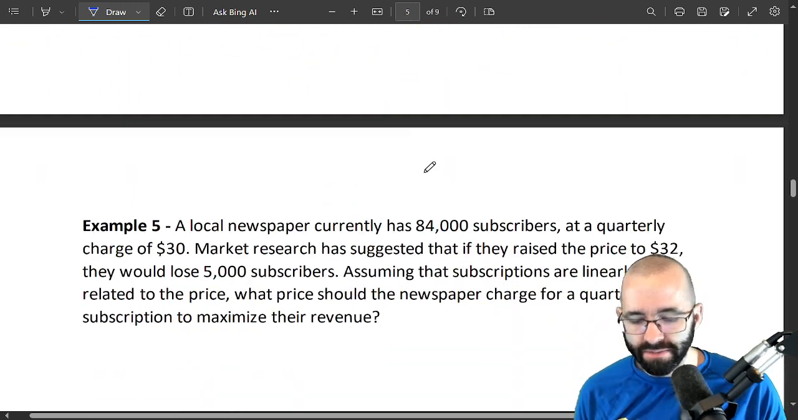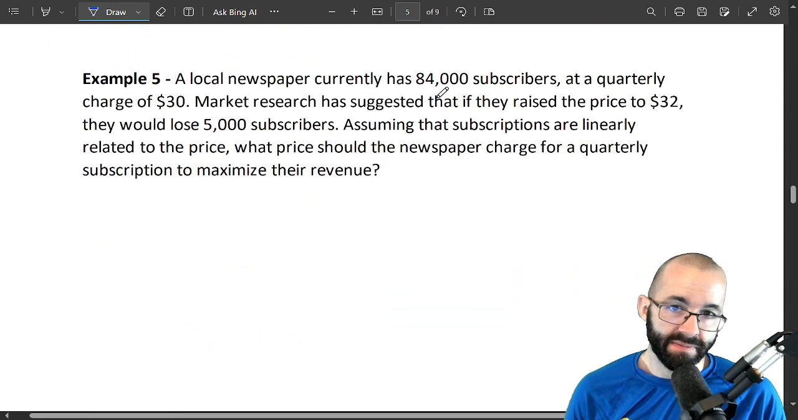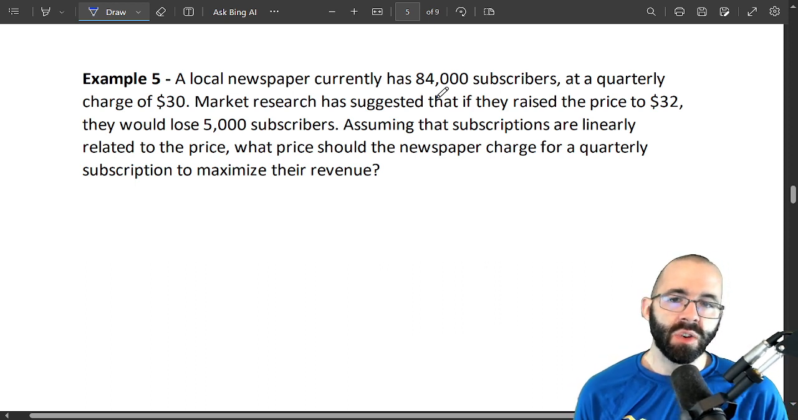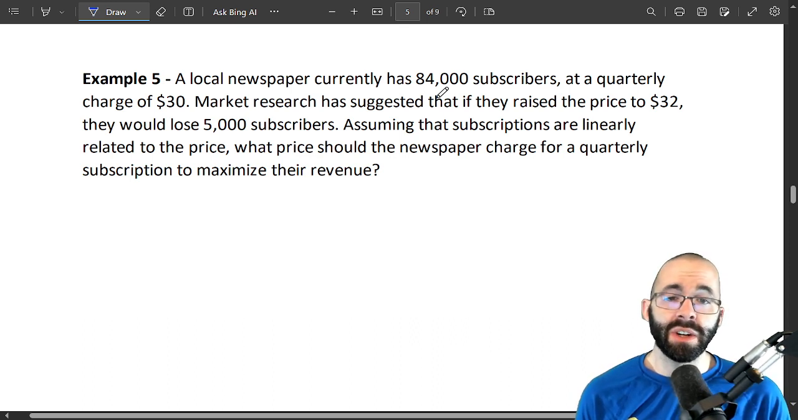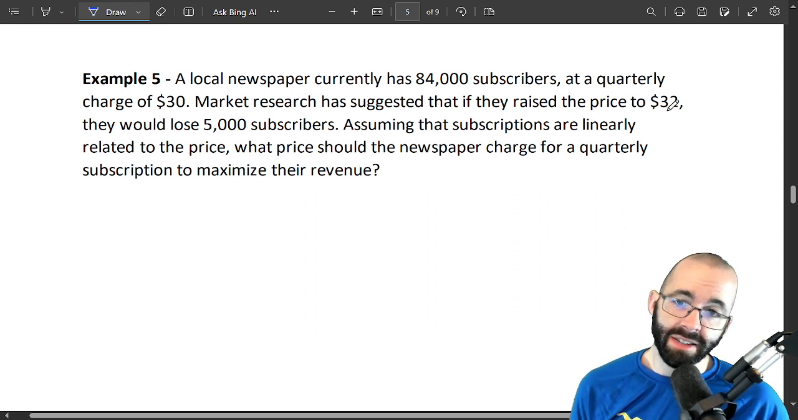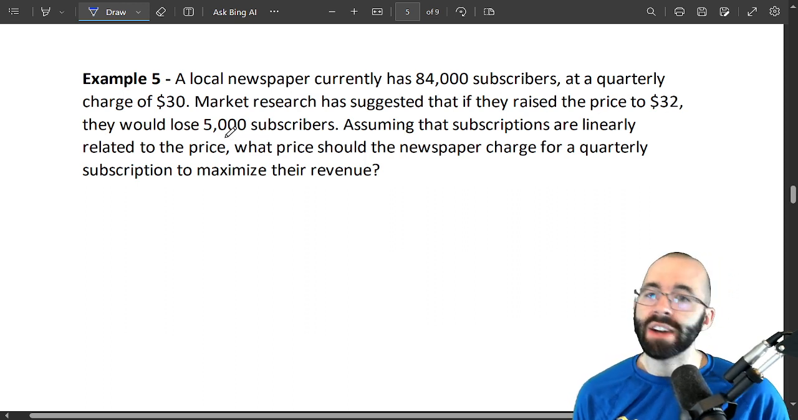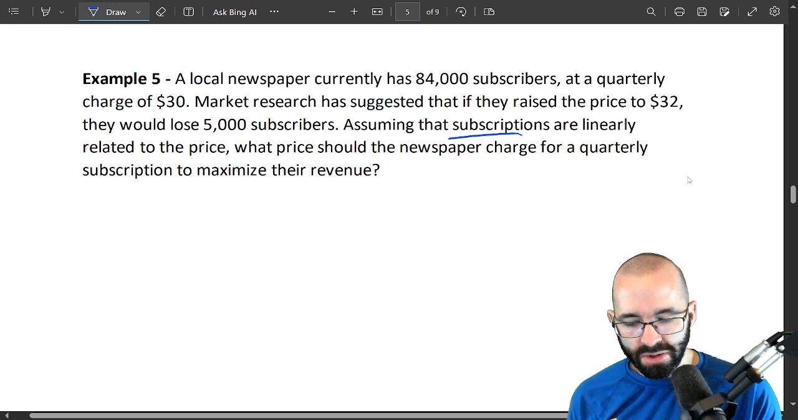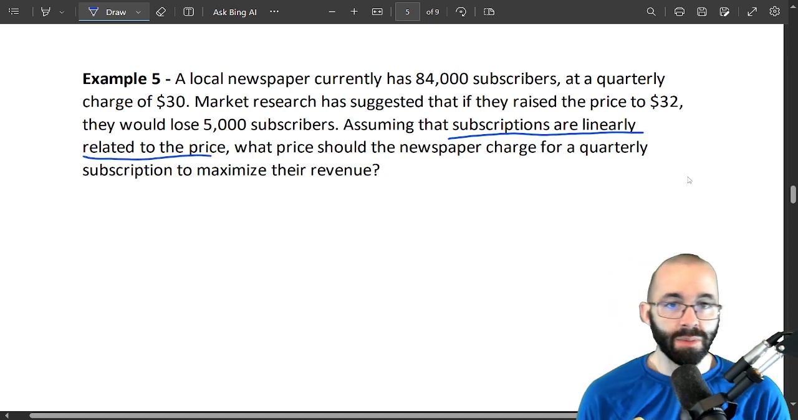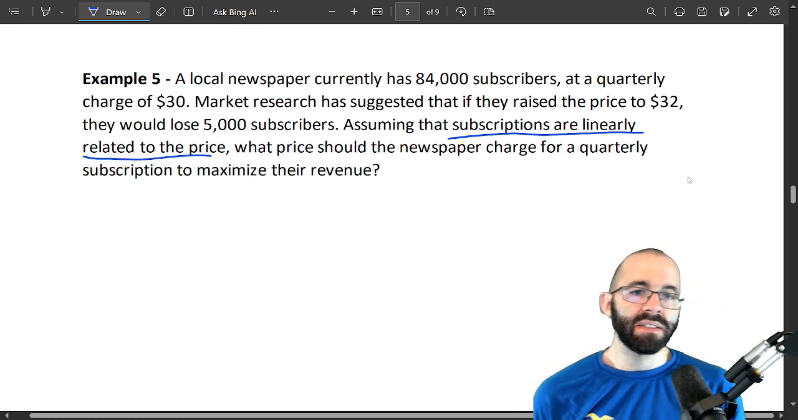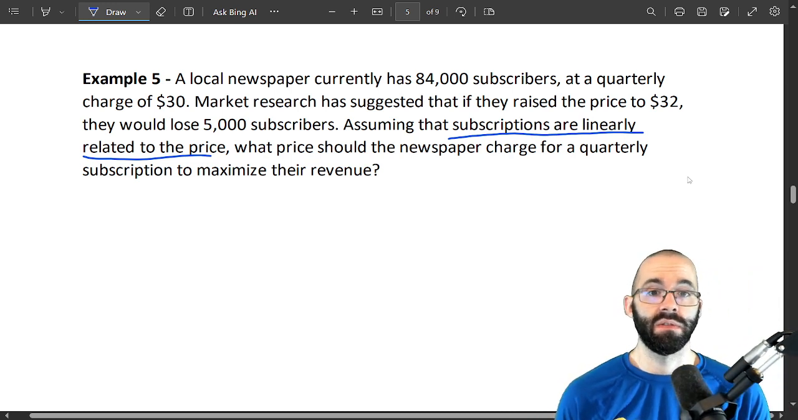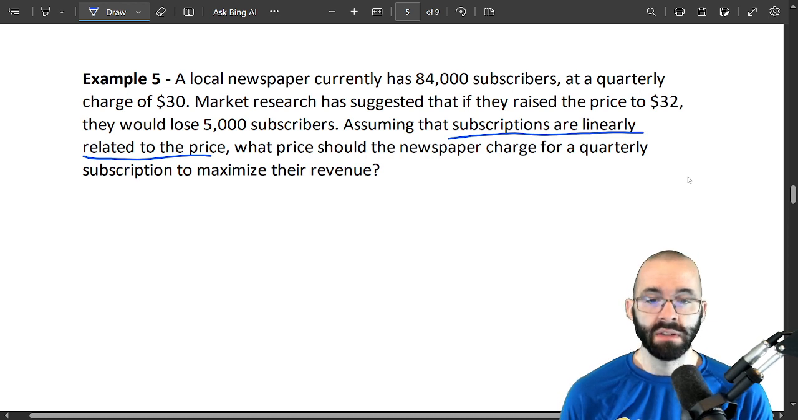All right, let's do something a little bit more applicable to us. A local newspaper has 84,000 subscribers, and there's a quarterly charge of $30. They did some market research, and that said that if you raise the price a little bit to $32 every quarter, you're going to lose 5,000 subscribers. Assuming the subscriptions are linearly related to the price, that's important. Find the price the newspaper should charge to maximize their revenue. Ooh. Okay.